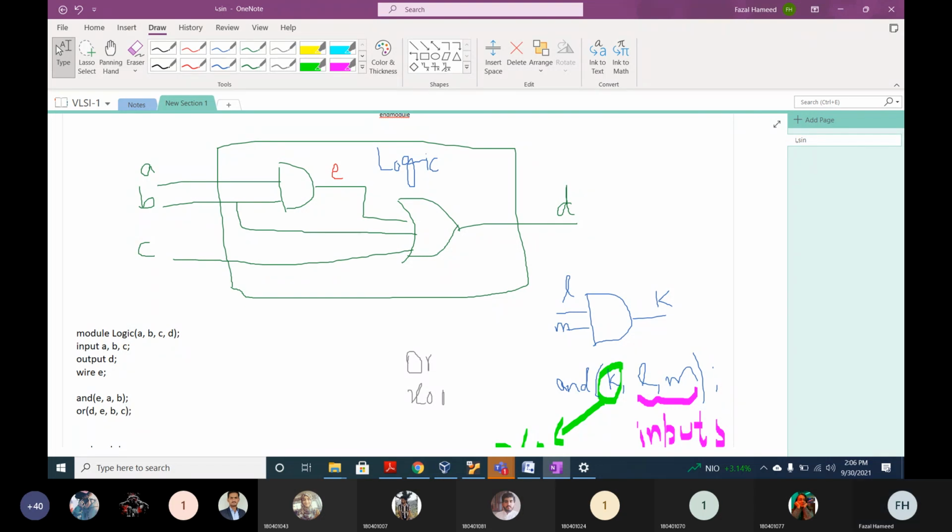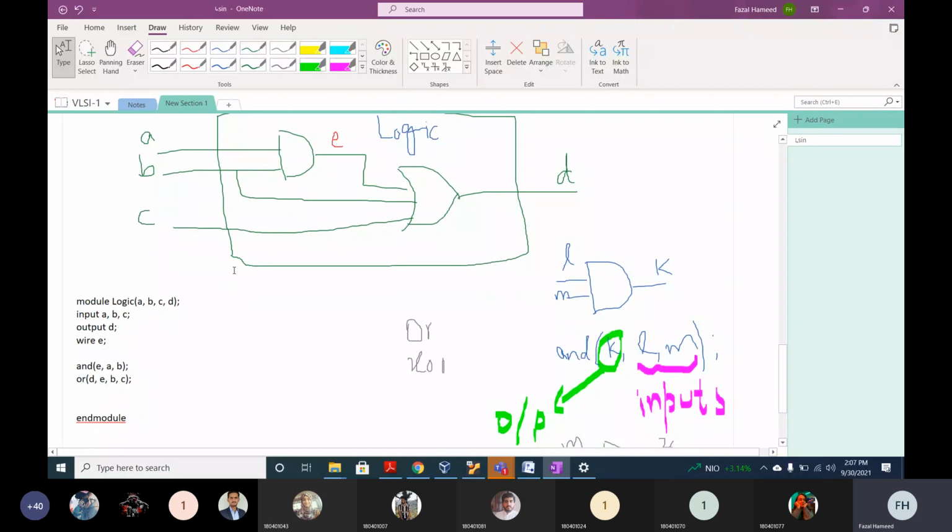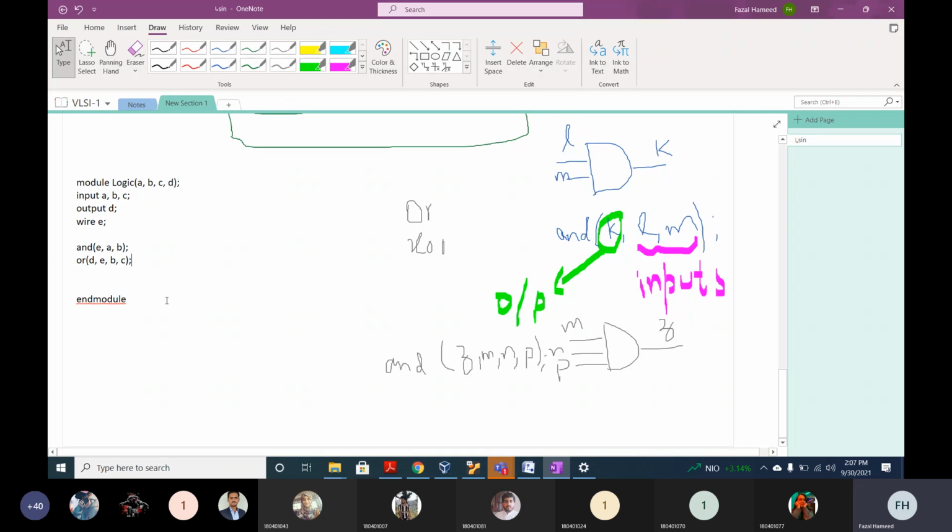This is the design at which level of abstraction? Gate level. So this is a gate level design. In a gate level design, we use different gates to realize a certain function. So now we can also have another example, designing at the gate level.